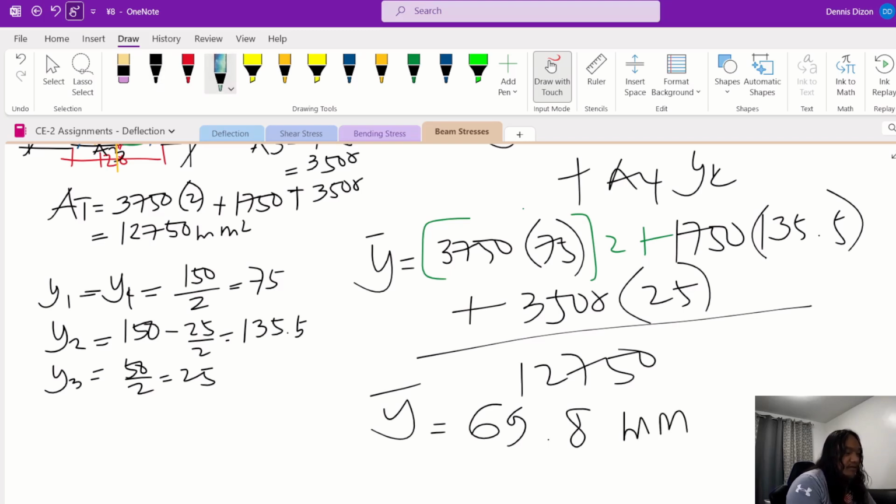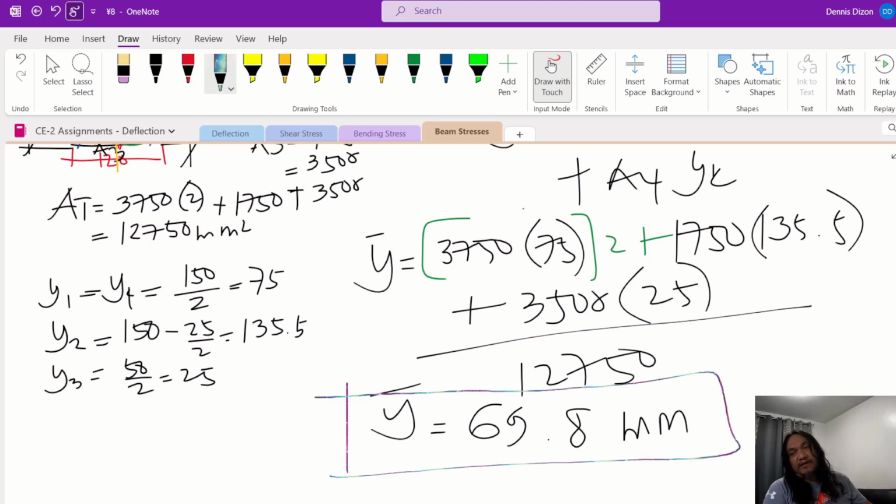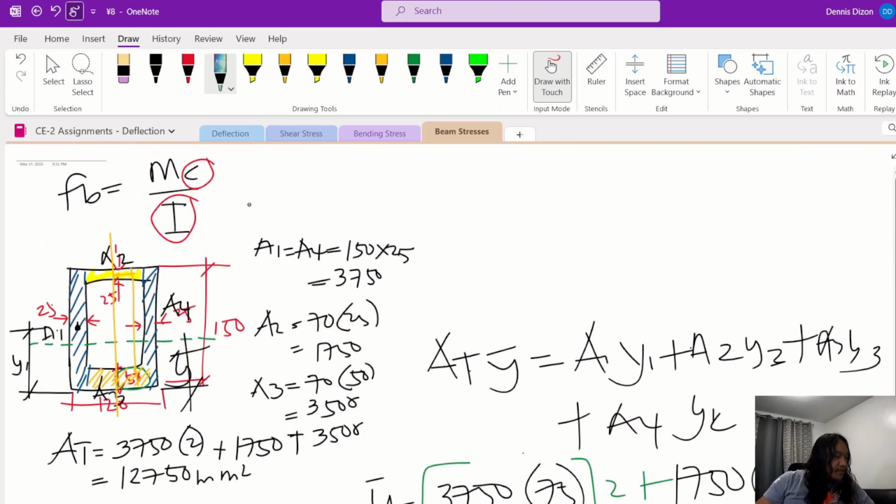So let's say we'll just use 69.8 millimeters. Although it is not advisable to round off while you are still in the process of calculation, because it might make a large difference in the end. During the board exam, do not round off your value until it is the final answer. So, for the sake of discussion, we'll just round it off to 69.8 from the bottom. So this is the location of the neutral axis.